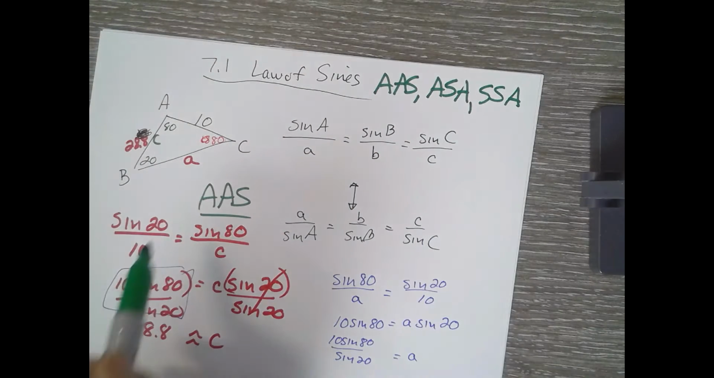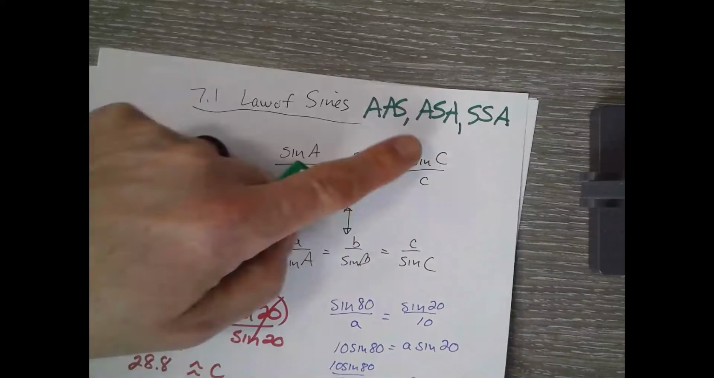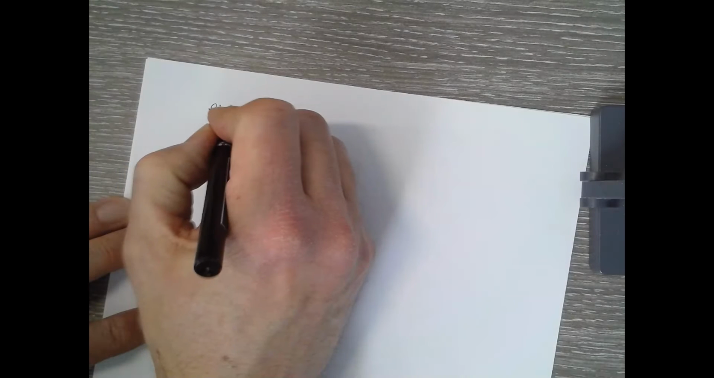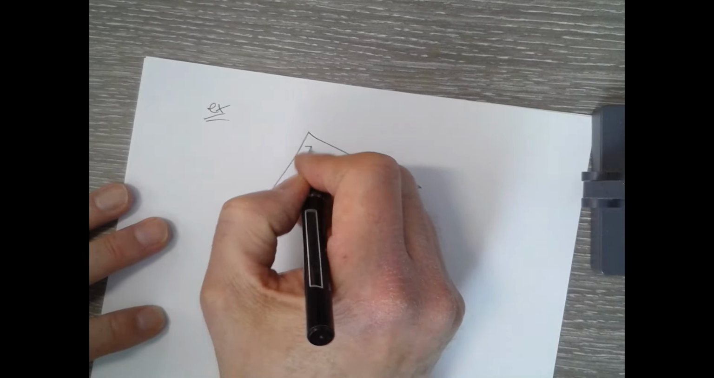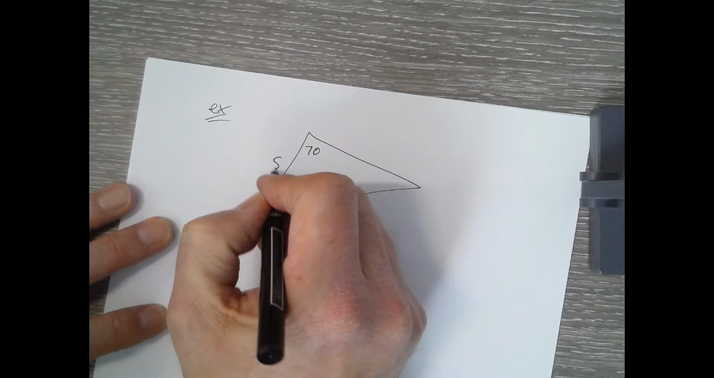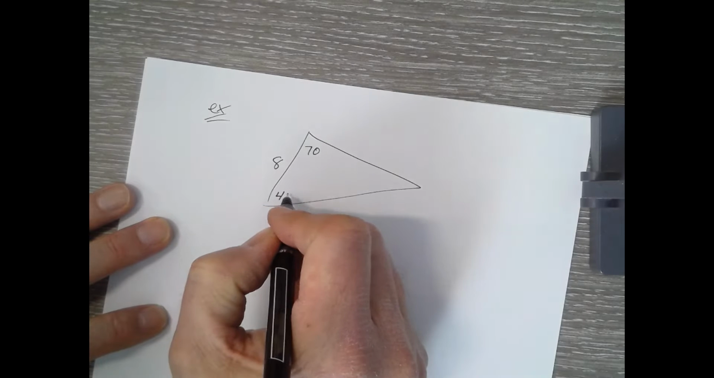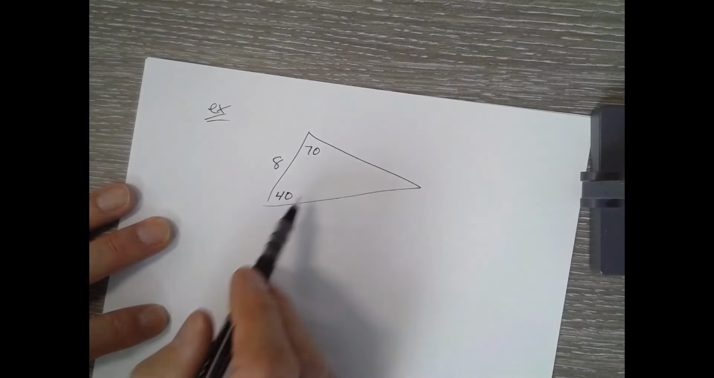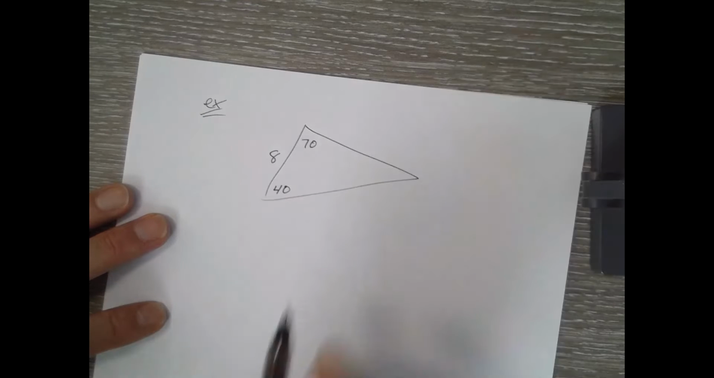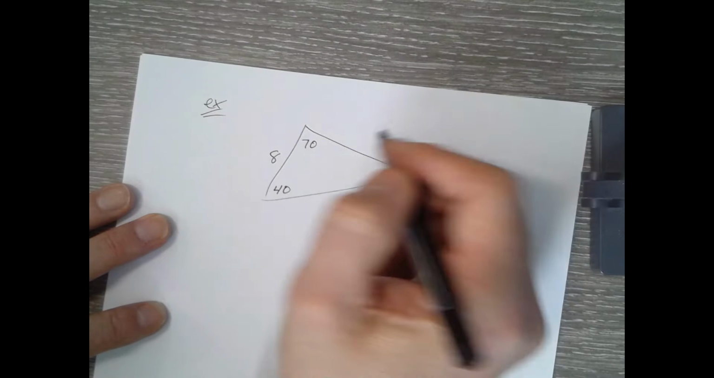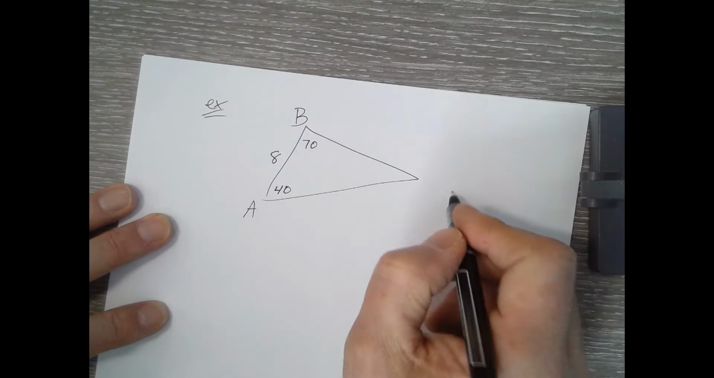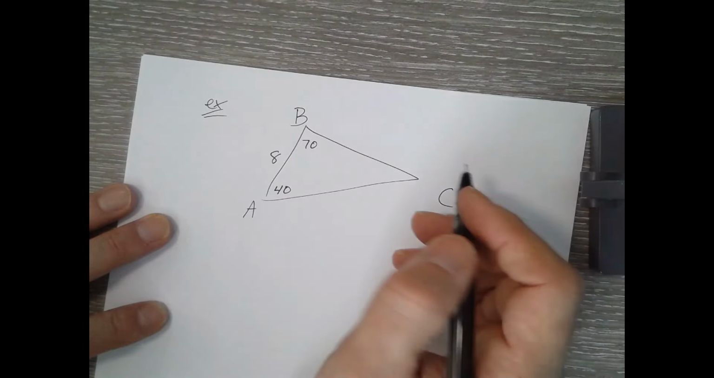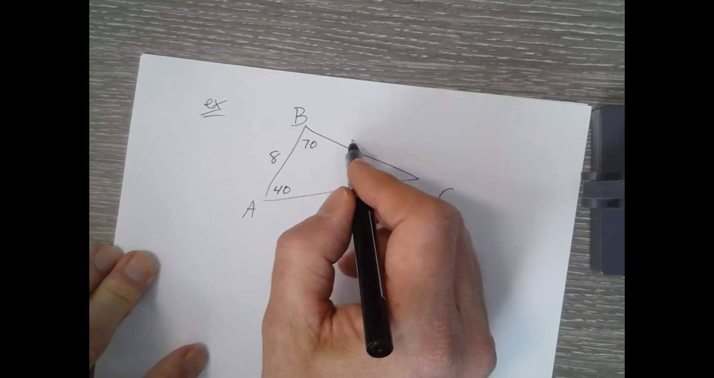We just did an angle, side, so might as well try an angle, side, angle here. All right, so let's say I've got an angle, side, angle. Here's my triangle. Let's say that's 70, and this is 8, and we'll call this 40. All right. So let's see if you can find little a.